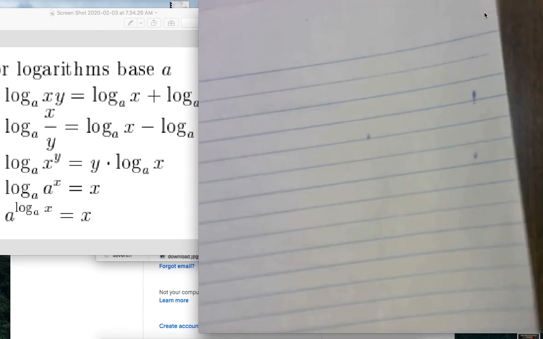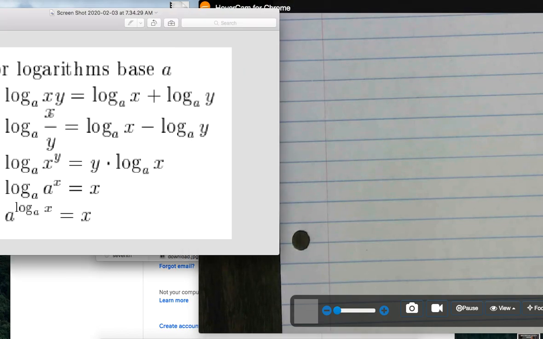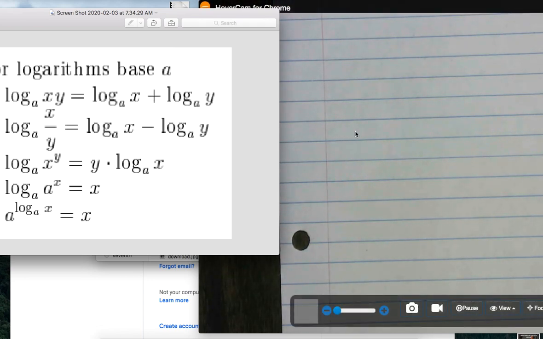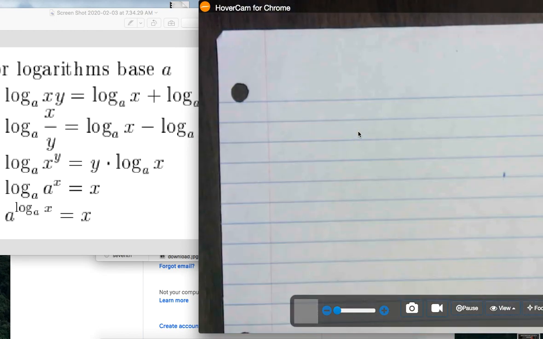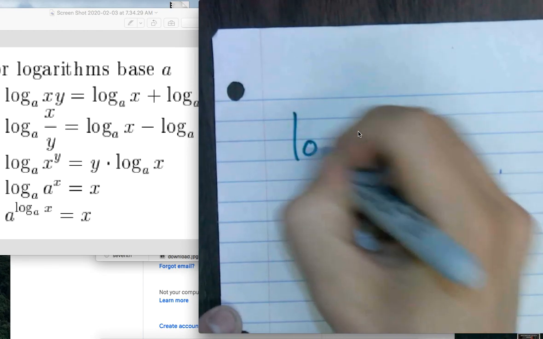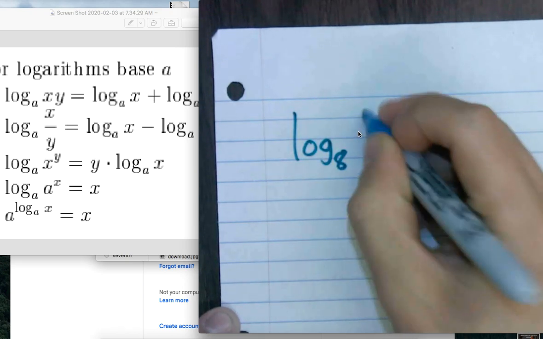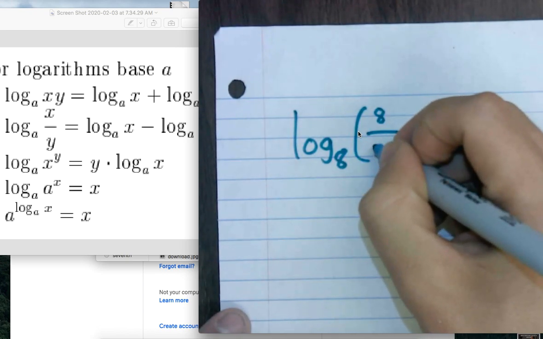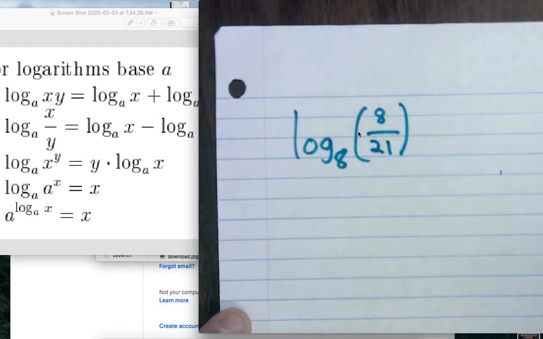How about for that next one, where we have the quotient now of x and y, where this is equal to logs, again, with the same base. That's really important to have the same base, where the log a of x is subtracting log a of y. We can combine them into one logarithm, and they'll be dividing the inputs. So let's take a shot at this. Let's say that we have log base 8. Let's keep these numbers simple. Let's call this 8 over the Vine number 21. Sure, why not?